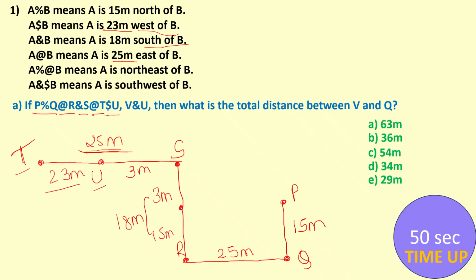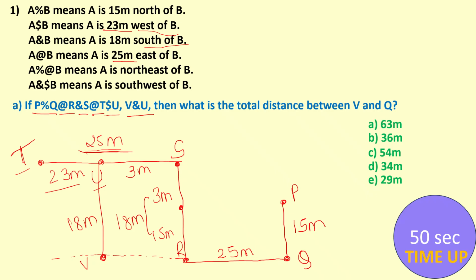Next, V and U. V and U means V is to the south of U by 18 meters. V is to the south of U. So in the same line as R, where R is placed, there only V will come somewhere, because that is also 18 meters, correct? So in the same line as R, V will be placed.